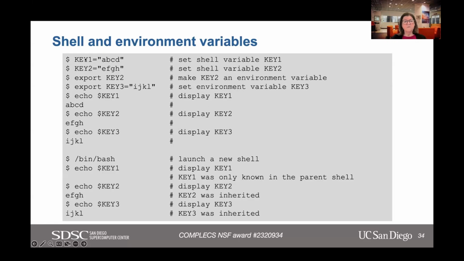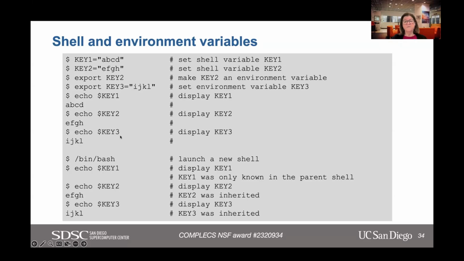So here's an example where we're making two keys. One is ABCD, the other key is EFGH. Notice those are inside quotes. Not always required to do that, but it's smart to use quotes around variables you want to define as a string. And now we've set these two shell variables. Now we'll export key 2 and export key 3 equals IJKL. So notice you can combine these two steps into one. And now we're going to echo the value in key 1. We see ABCD, EFGH for key 2, and echo key 3, IJKL.